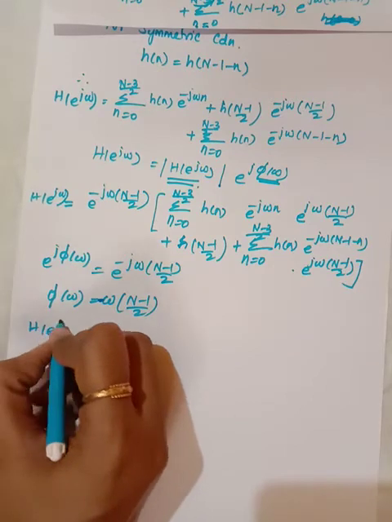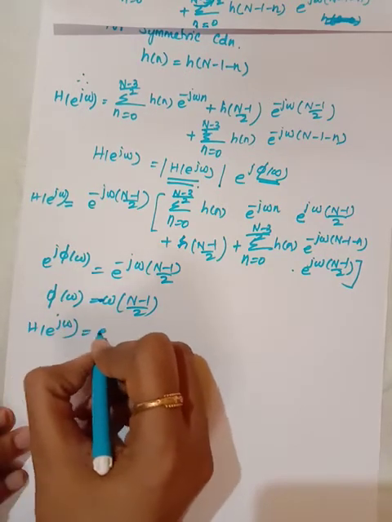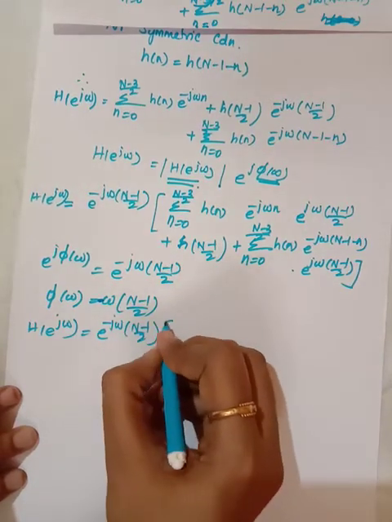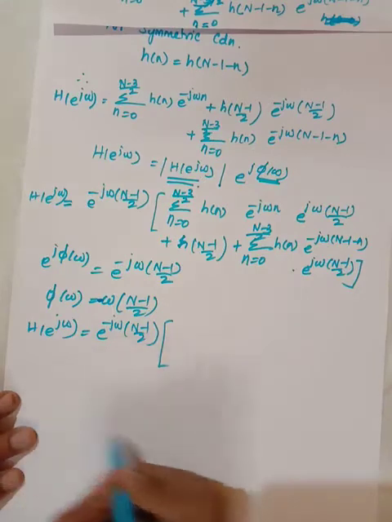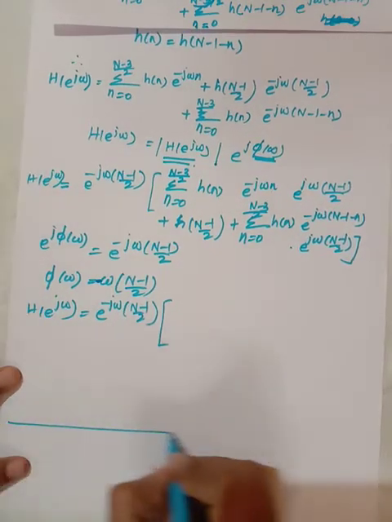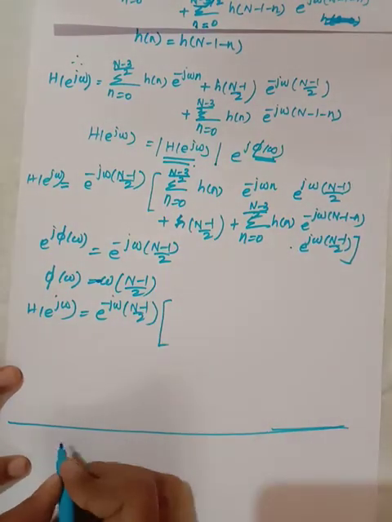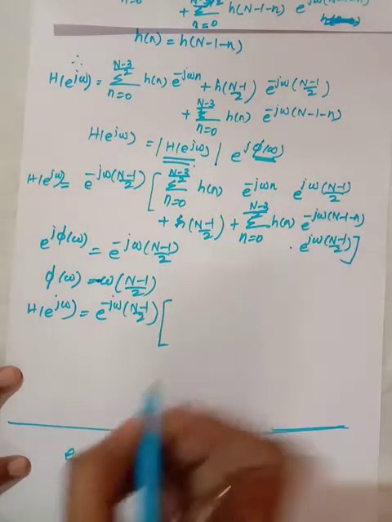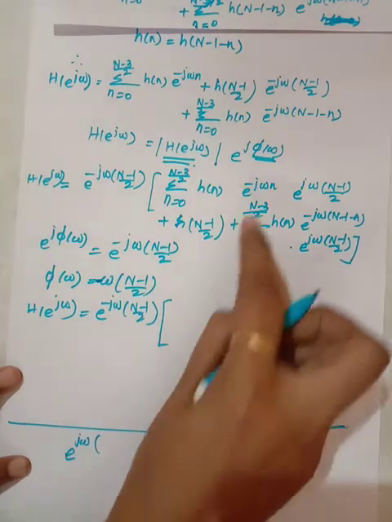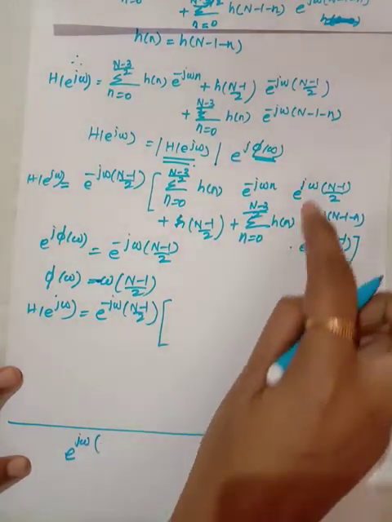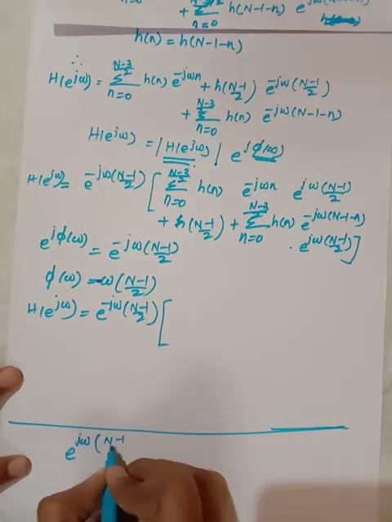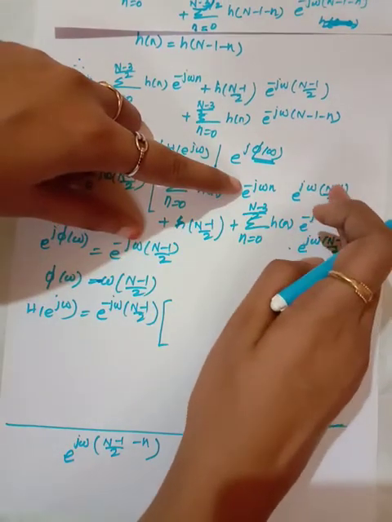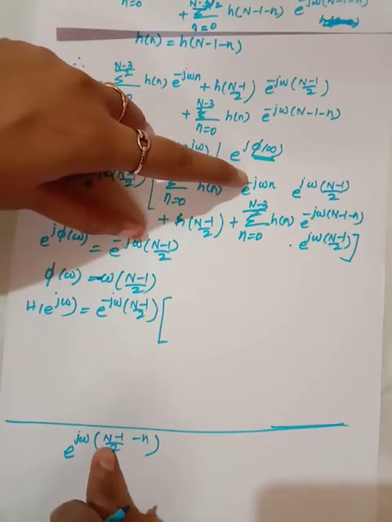So h of e power j omega is equal to e power minus j omega into n minus 1 by 2 into, just simplify this. I will do the rough work here. Okay, so which one is common in this case? E power j omega is common, right? So e power j omega is common. So we can write this as n minus 1 by 2 minus n. So I have combined this. The coefficient of j omega is n minus 1 by 2, so here it is minus n.